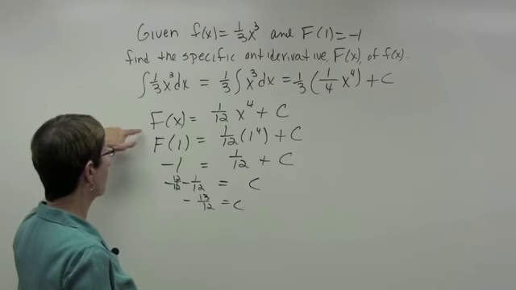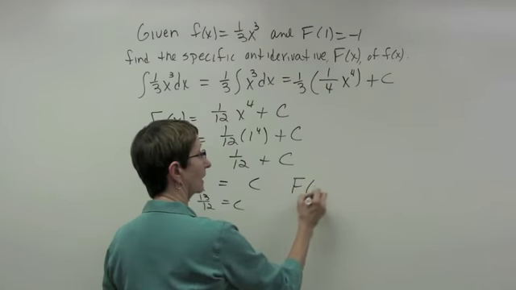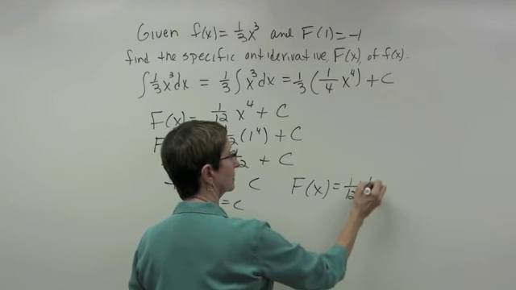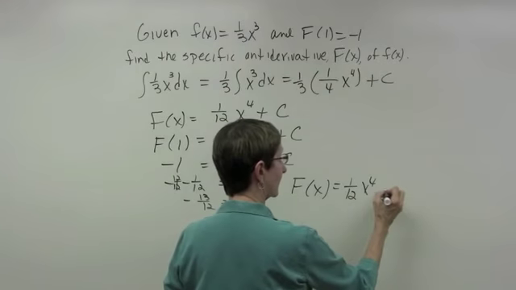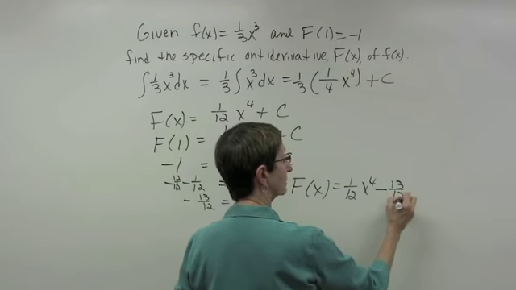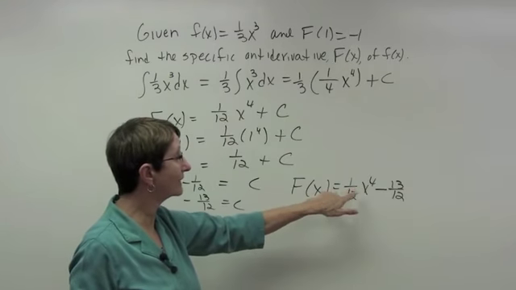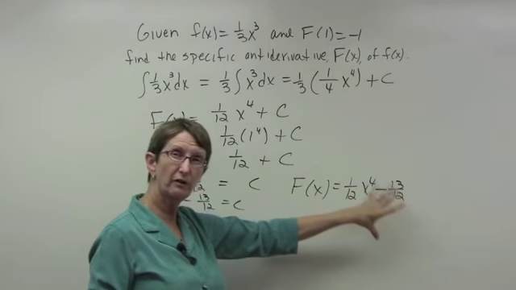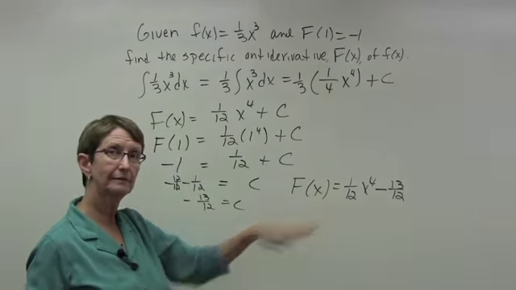So the function that I want, my function f of x, is equal to 1/12 x to the 4th plus c, but c is negative, so I'll just say minus 13/12. So this is the function that I'm looking for. Now I can write that as x to the 4th over 12 minus 13 over 12, to make it look a little bit similar, but this is fine.